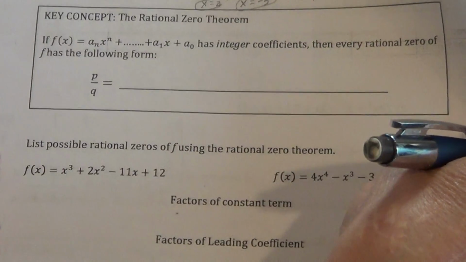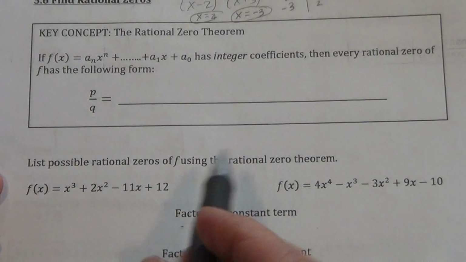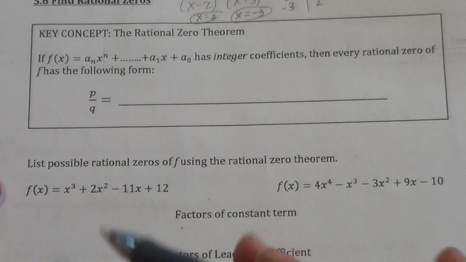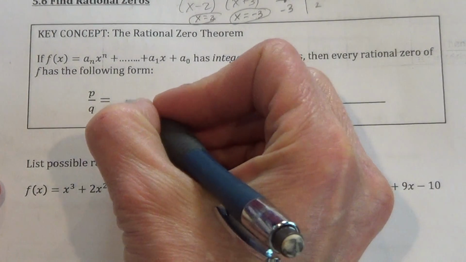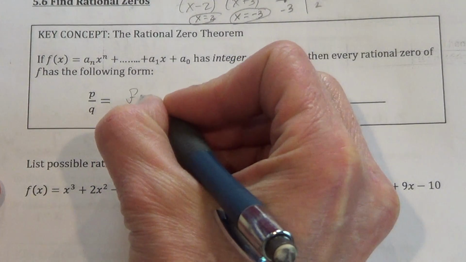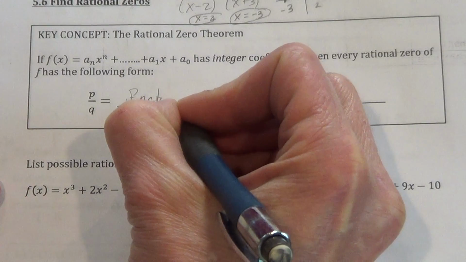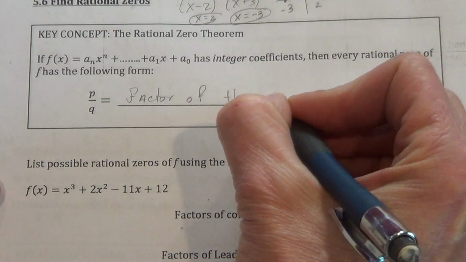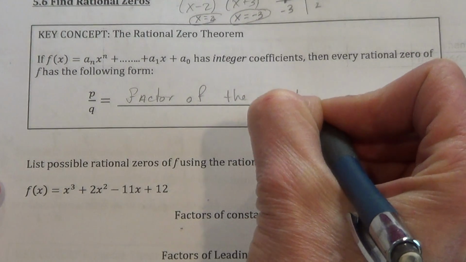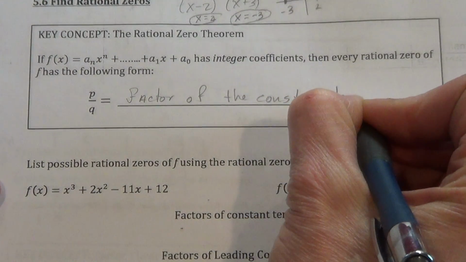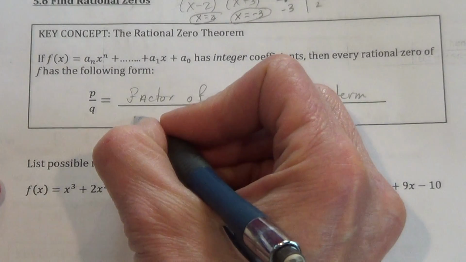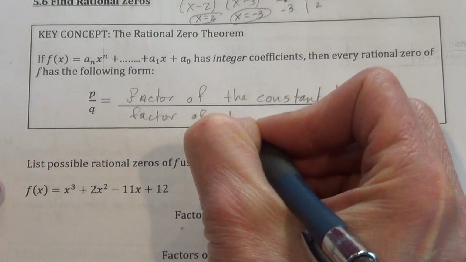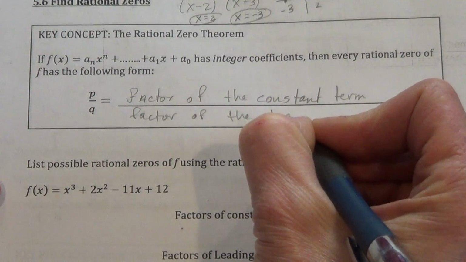So, to find all the possible rational zeros, all we do is we use this formula. We take the factor of the constant term and divide it by the factor of the leading coefficient.